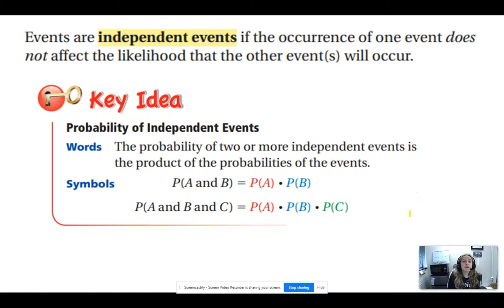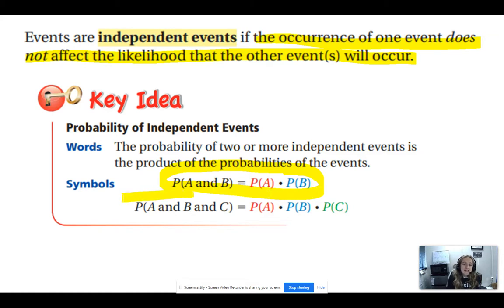So the first thing we're going to talk about is independent events. If something is an independent event, it means that the occurrence of one event does not affect the likelihood that all the other events will occur. Okay, and this is what you are going to want to write down. P, the probability of events A and B, equals the probability of event A times the probability of event B.